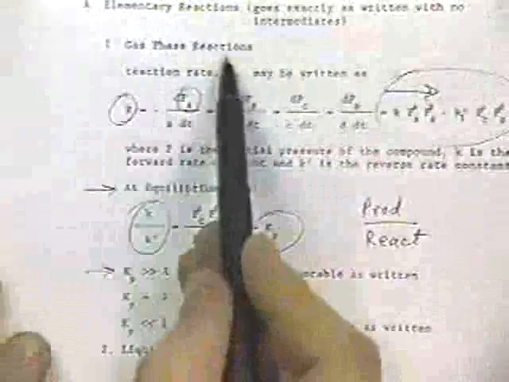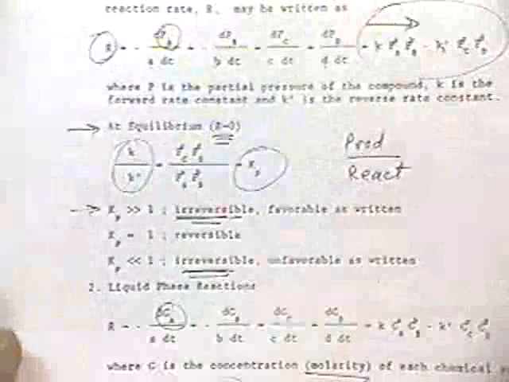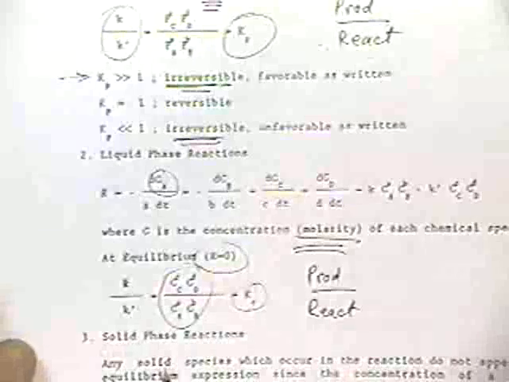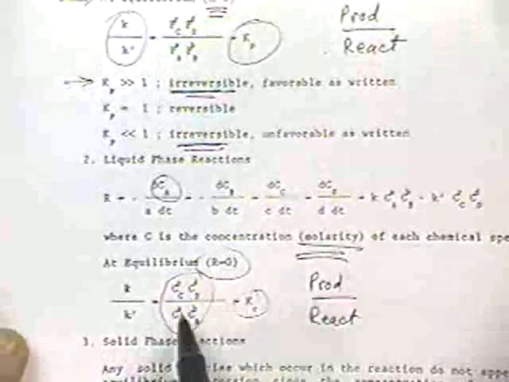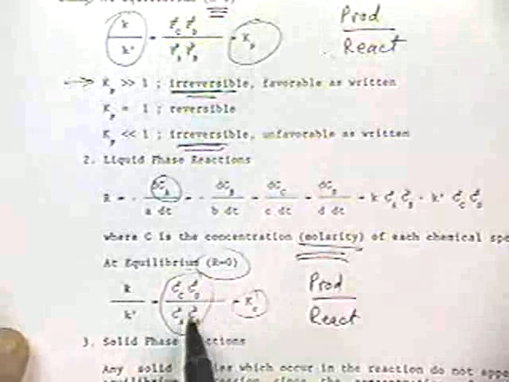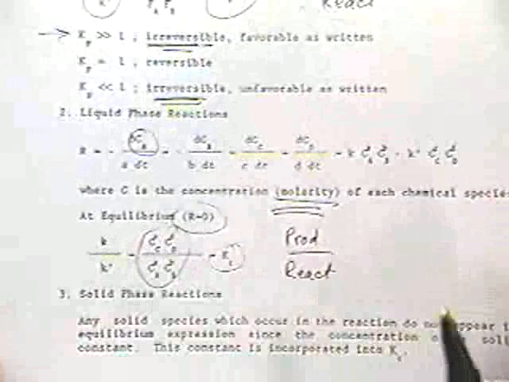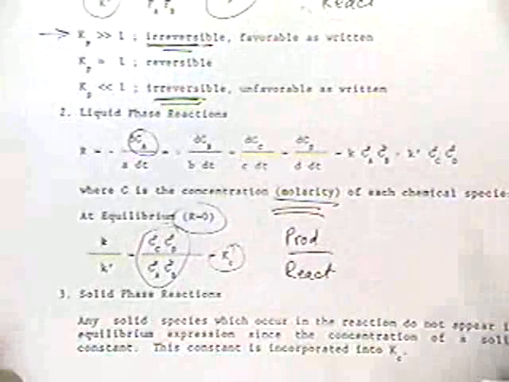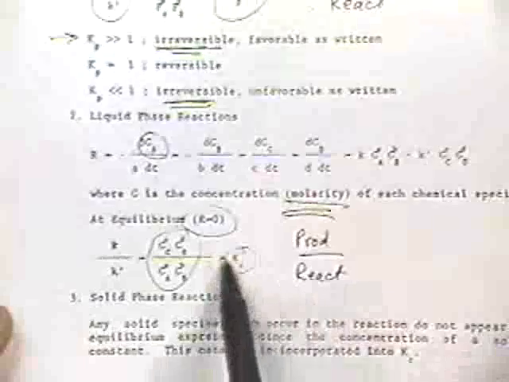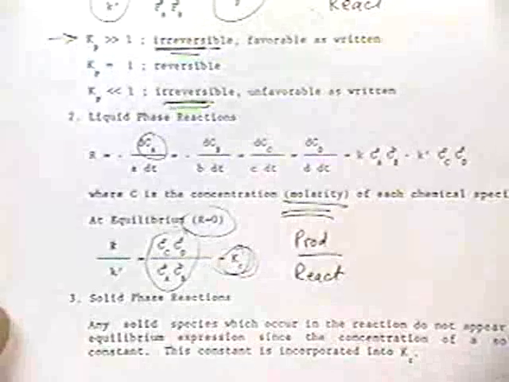So we've talked about gas phase reactions and liquid phase reactions. Solid phase reactions are interesting. Wherever you have a solid, if you have solid products or solid reactants, you just pretend they're not there, because their concentration stays the same. The concentration of the solid in the solid is a constant, so that just gets buried into our equilibrium constant.